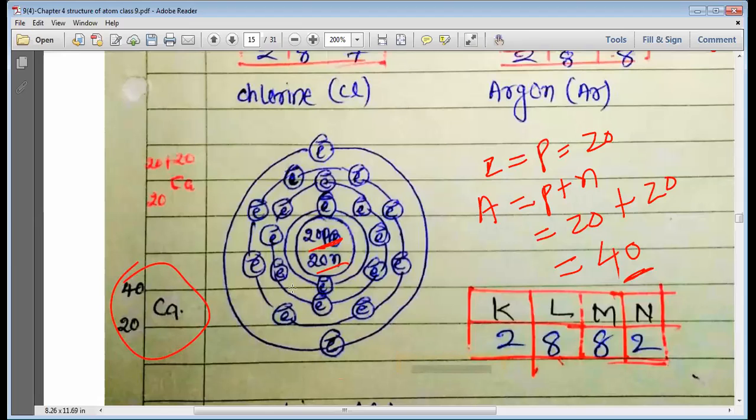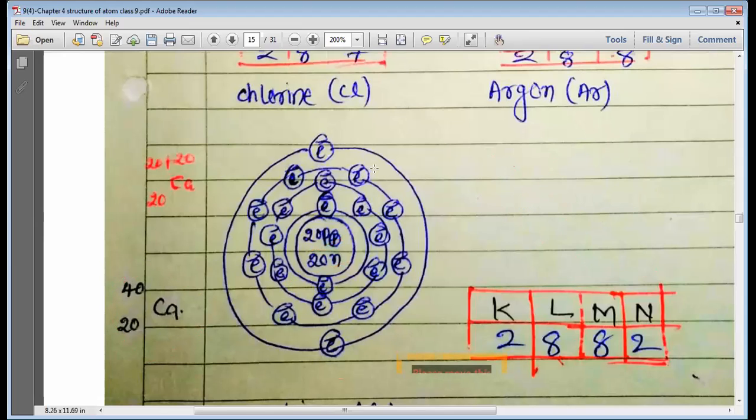So this is how, my dear students, we study the first 20 elements: their structures, how their nucleus is made up, how many protons are present in their nucleus, how many neutrons are present in their nucleus, how electrons are distributed around the nucleus, in what shell, what number of electrons are present, what is the atomic number of the element, and what is the atomic mass number of the element. That is what we have studied in detail.